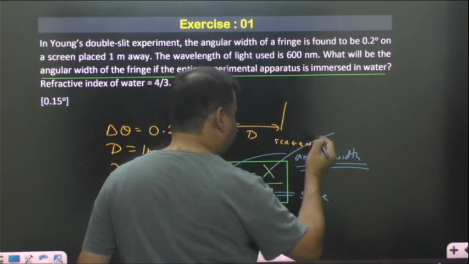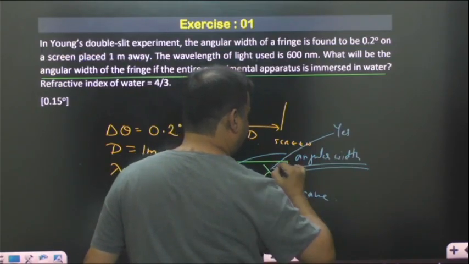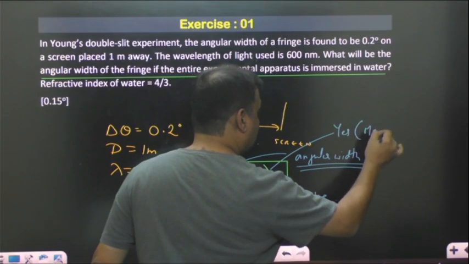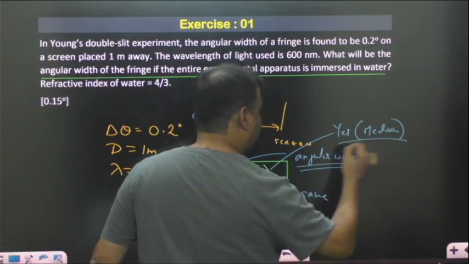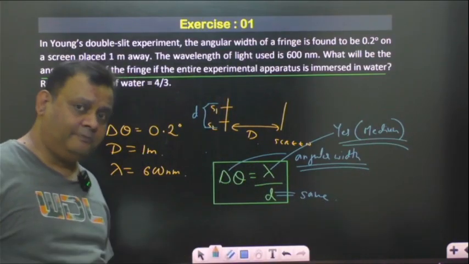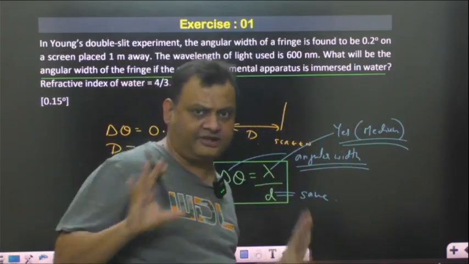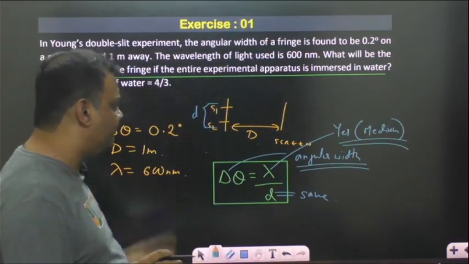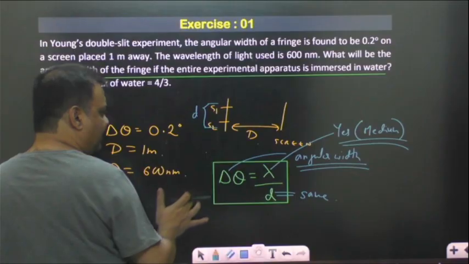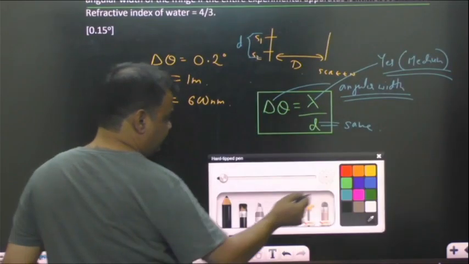But will lambda be changed? Yes. Lambda depends on the medium. So if you are changing the medium, the wavelength will change. The wavelength of light used in Young's double slit experiment for interference will change. And if there is a change in the wavelength, of course your fringe width will change.